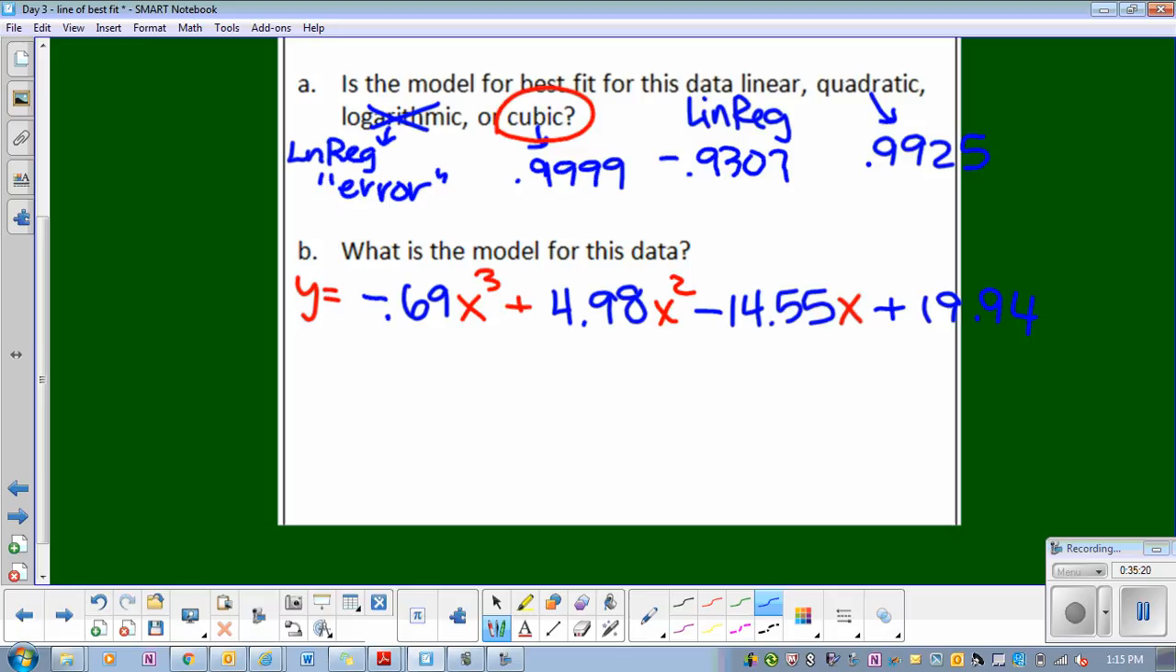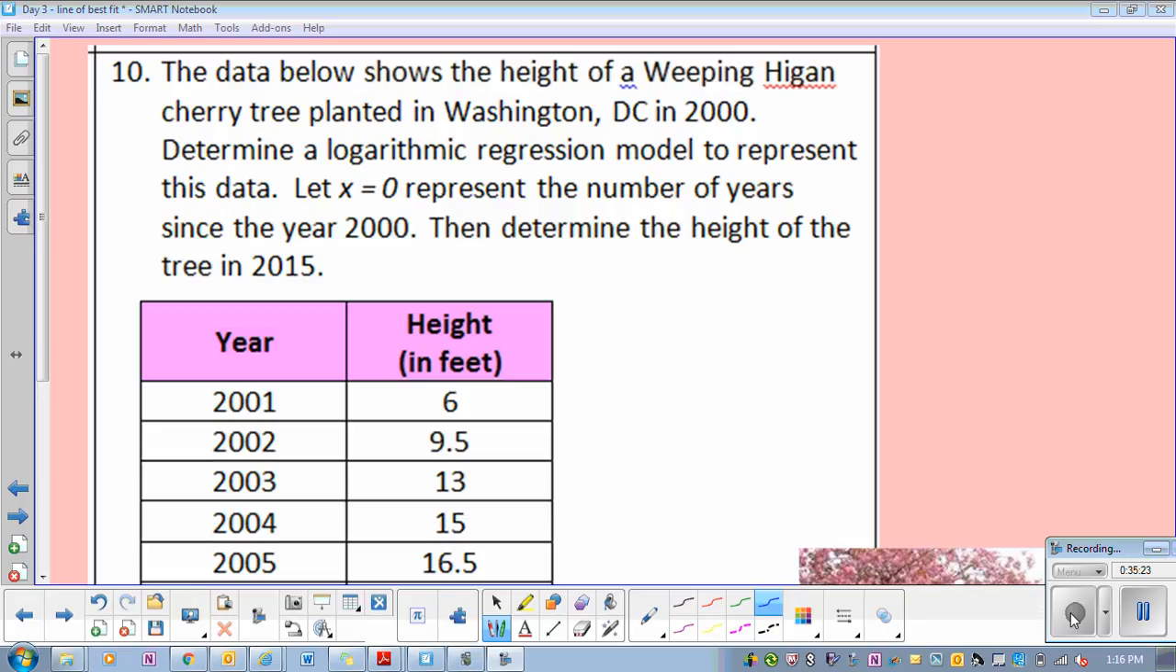Right, so any questions about this? Yeah, I have a question. So this next one: the data below shows the height of a weeping cherry tree planted in Washington, D.C. in 2000. All right, it says determine a log regression model. So we're using the ln reg.